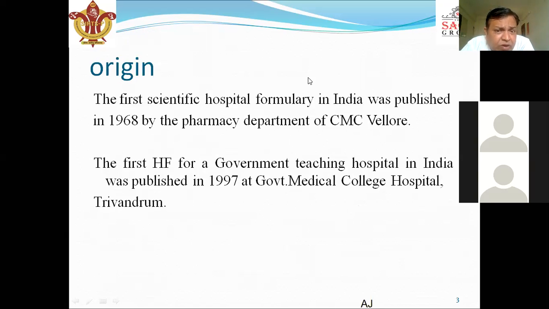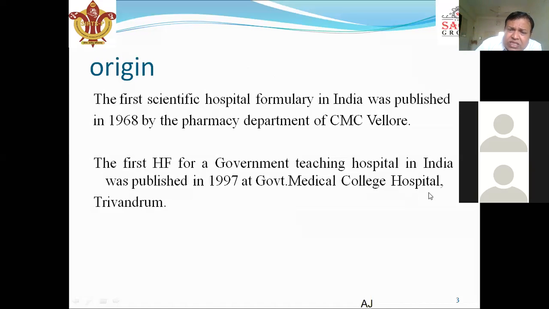The word hospital formulary was first used in 1968 in the Department of CMC, Vellore. The first hospital formulary for a government teaching hospital in India was published in 1997 in Government Medical College, Trivandrum.